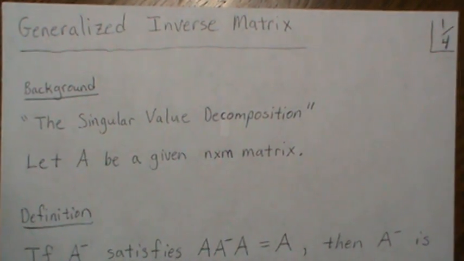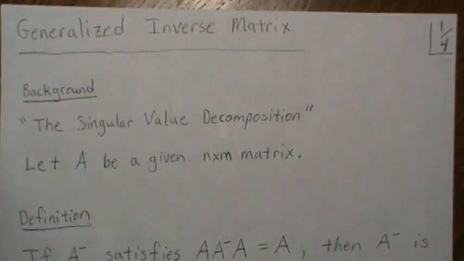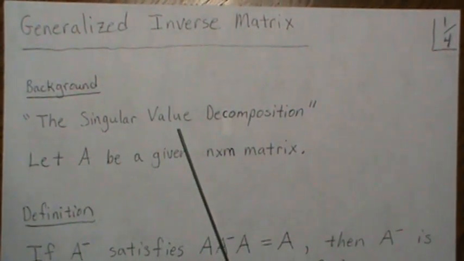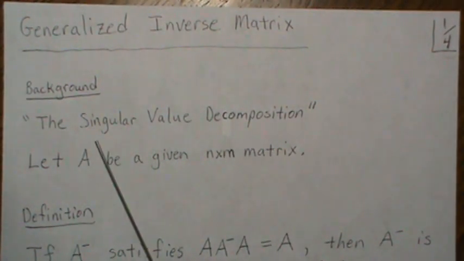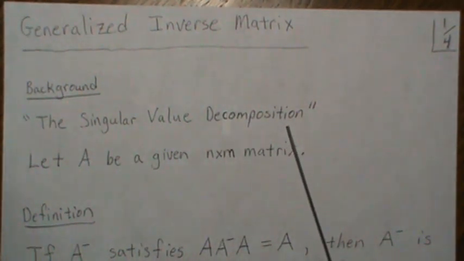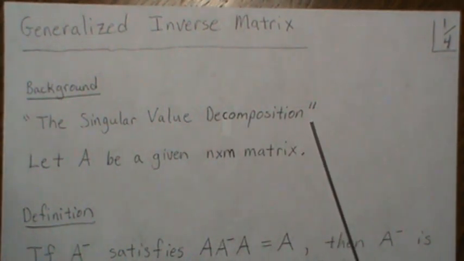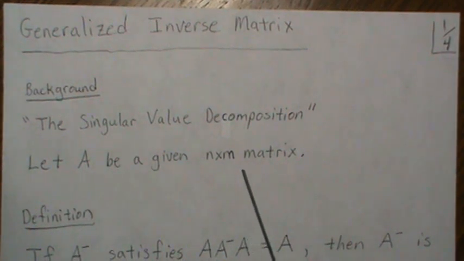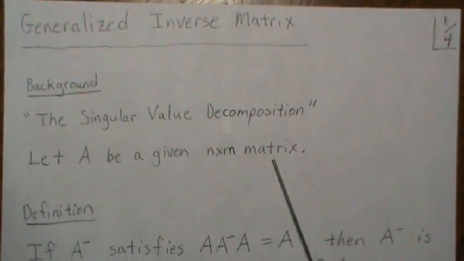In this video, we're going to look at the generalized inverse matrix. As a background, you're going to need the singular value decomposition. I have a video out titled that, because we're going to need it when we prove that a generalized inverse matrix exists. And so let's let A be a given n by m matrix throughout this video.